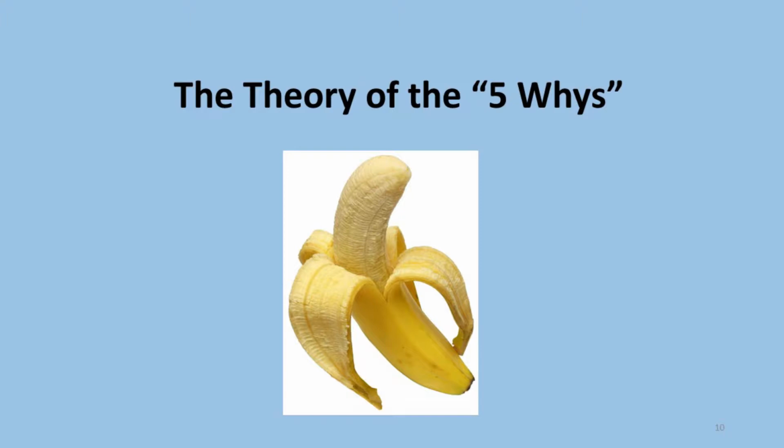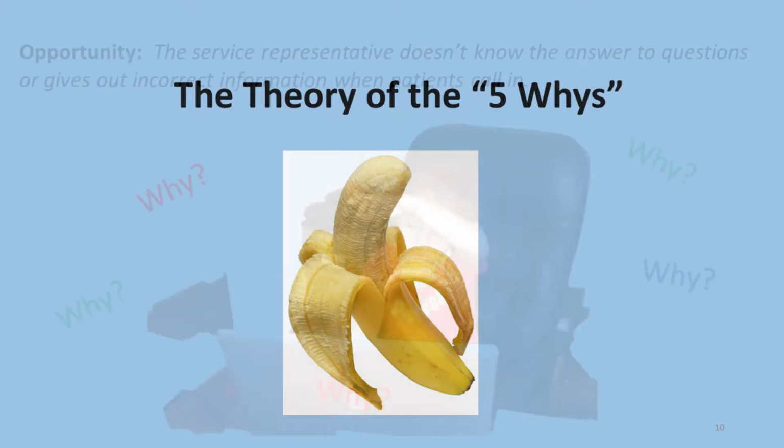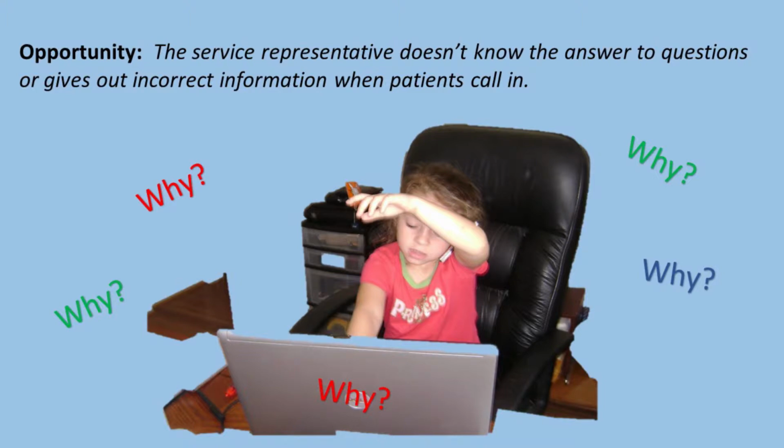Very often, the obtainable reason for one cause will lead you to another question. Although the technique is called 5 whys, it may not be necessary to ask why exactly 5 times, but sometimes more or less than 5 in getting to the root of a causative factor before the solution becomes clear. The next couple of slides will demonstrate the 5 whys. We start by identifying the opportunity or the problem. This example opportunity is that the service representative doesn't know the answers to questions or gives out wrong information to patients.